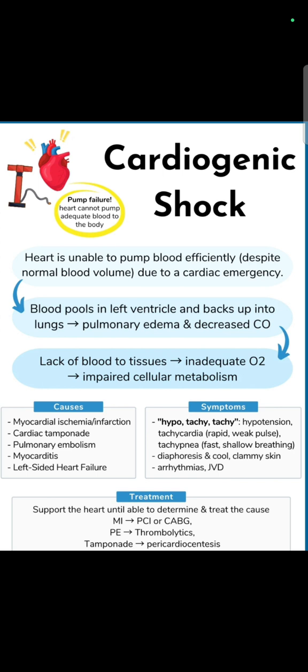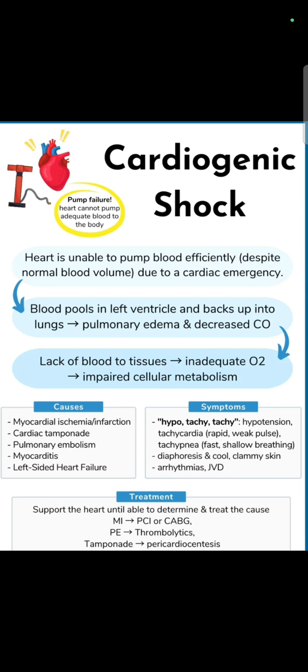The main symptoms, we can remember as hypotachy. Hypo means hypotension, tachy means tachycardia, and the next tachy means tachypnea. Low cardiac output leads to hypotension. When the heart is not able to pump the complete blood out, it tries to contract more, which leads to tachycardia, because the heart tries to contract more to pump this blood out. The patient experiences a rapid, weak pulse.